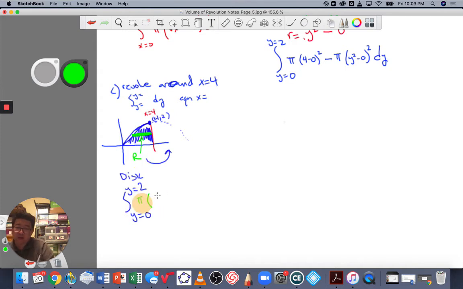Now to figure out what r is, it's going to be x equals 4 minus y squared. Okay? Because over here, the one further to the right is the axis of rotation, so it's going to be 4. The one further to the left is y squared. Because remember, this is x equals 4. This right here is x equals y squared. All right, give it a little bit of thickness. Now you have your volume.